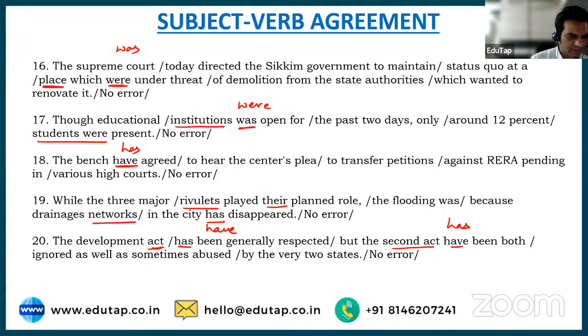Drainages networks, why not? ड्रेनेज नेटवर्क्स भी होता है, ड्रेनेजेस नेटवर्क्स भी होता है. देखो, ड्रेनेज बेसिकली मीन्स फ्लो ऑफ यू नो सीवेज वाटर. ड्रेनेजेस बेसिकली मीन्स द पाइपलाइंस दैट हैव बीन लेड आउट इन द सिटी. सो ड्रेनेजेस नेटवर्क्स इज ऑल्सो करेक्ट.